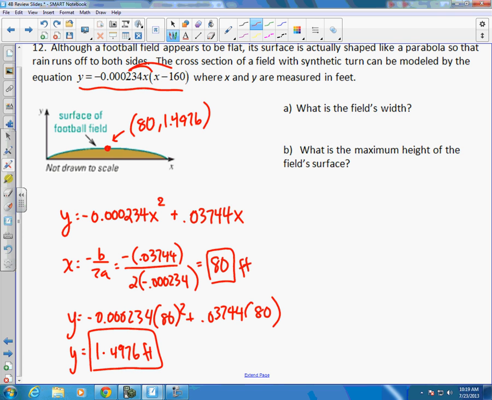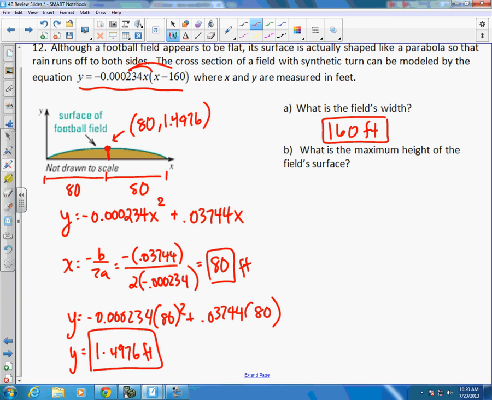So what's the field's width? Well, from here to here is 80, right? Think about x value, that's the horizontal distance. So if I'm thinking about that being right in the middle, which a vertex is, the vertex of a parabola is right in the middle, then I know that's 80 plus 80, so the field's width would actually be 160 feet. Half the field's width is 80, so don't say 80. 80 is how far it is for half the field.